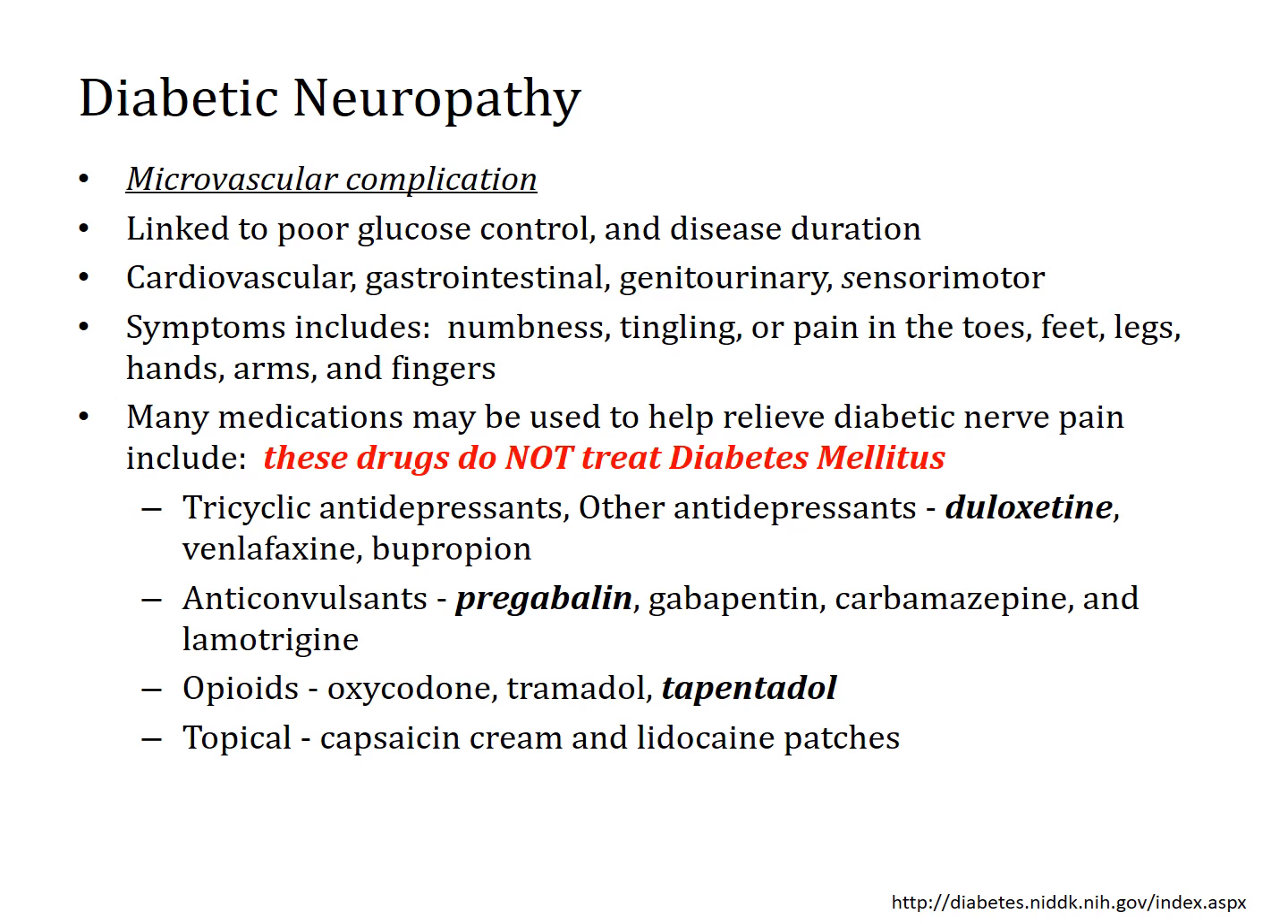Cymbalta (duloxetine) is an antidepressant that has analgesic properties. Pregabalin (Lyrica) is an anticonvulsant that has analgesic properties. Opioid drugs can treat their pain. Maybe the newest opioid drug on the market is a drug called tapentadol. And then there are some topical creams, capsaicin creams and lidocaine patches, that can manage their pain.